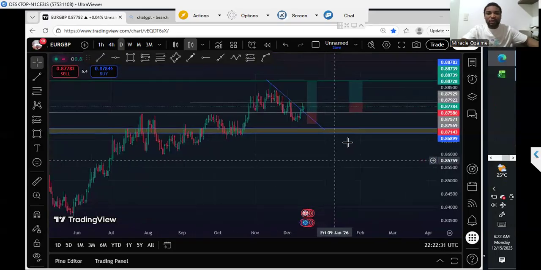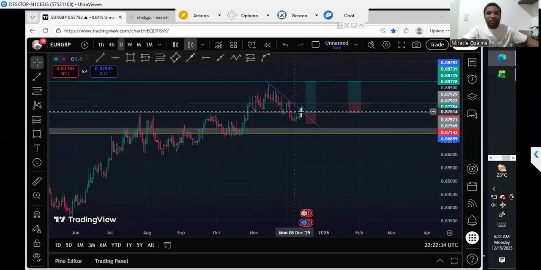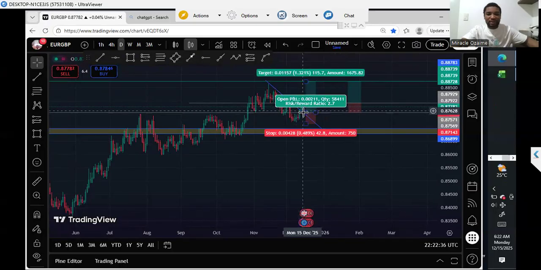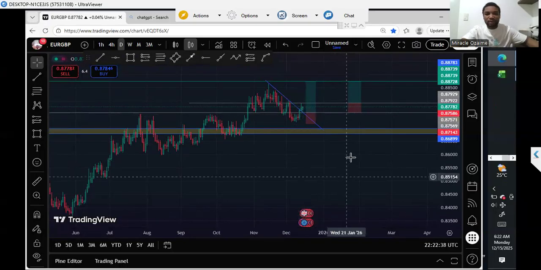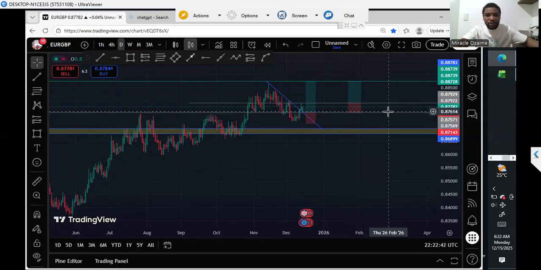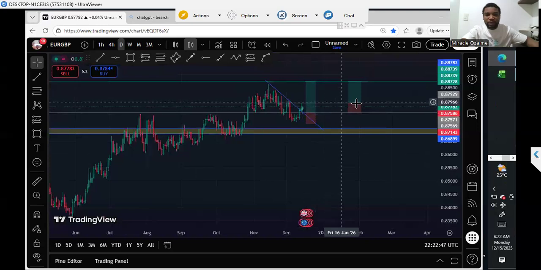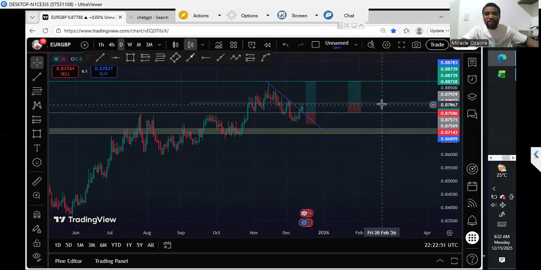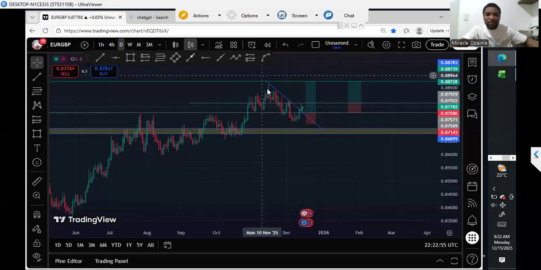So I need a rejection around this area, which I'm presently seeing as of the moment. This is Monday morning. I just woke up to see this candle has already rejected from this place. So I'm looking for a push to the upside. If the price breaks this area, this region, then it's going to continue to the upside.